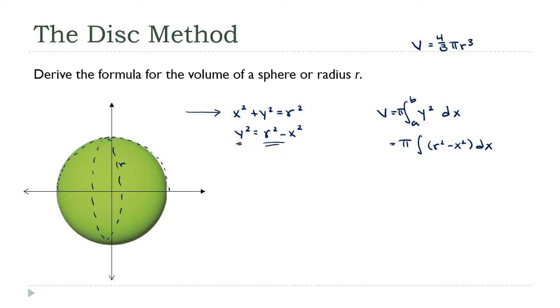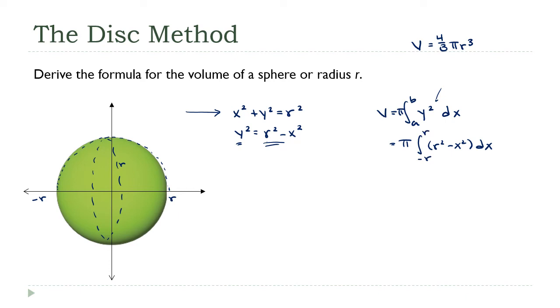Now, if you didn't see that and you went all the way and solved for y, that's fine. You'd have gotten y is equal to the square root of r squared minus x squared. And when you squared it up here, the square root would have gone away. You'd end up in the same place. So what are our bounds? Well, I want to get the whole circle, so I'm going to go from negative r over to positive r.